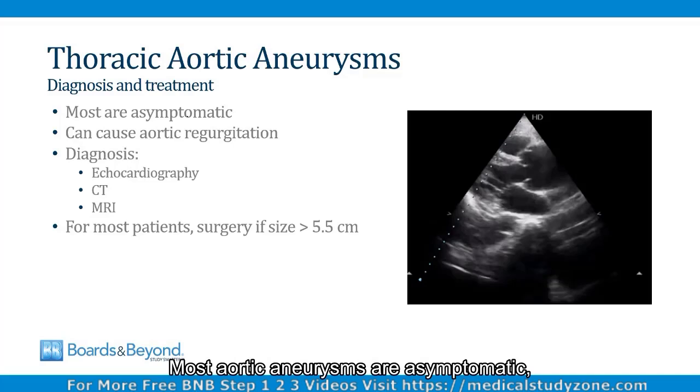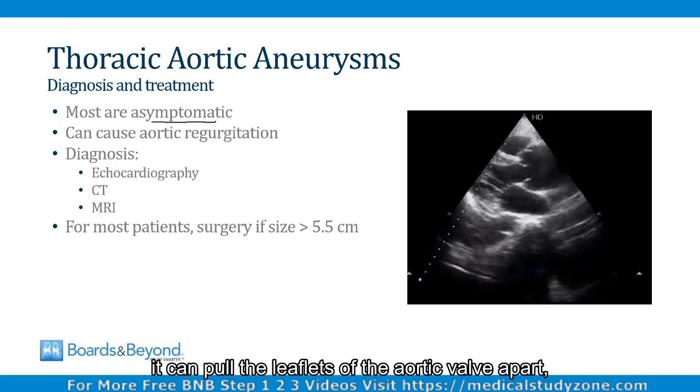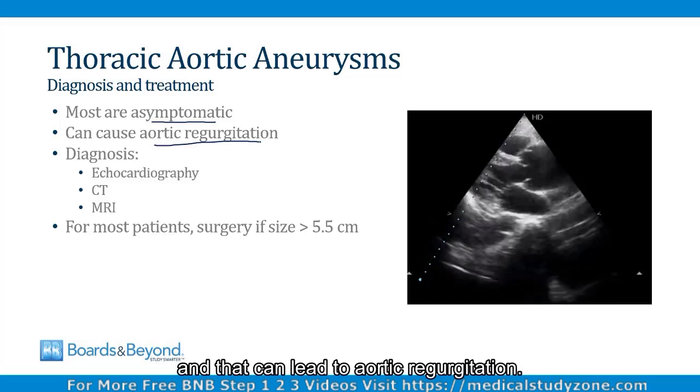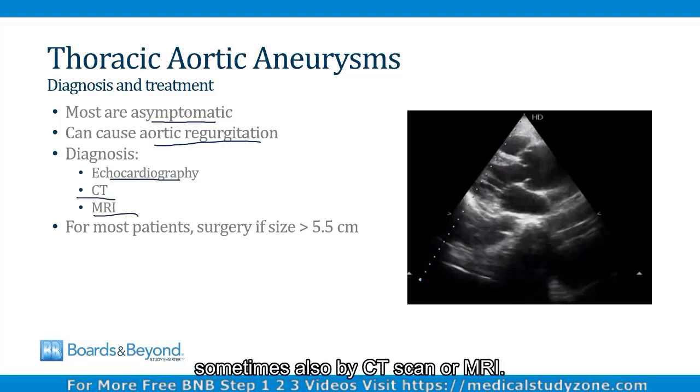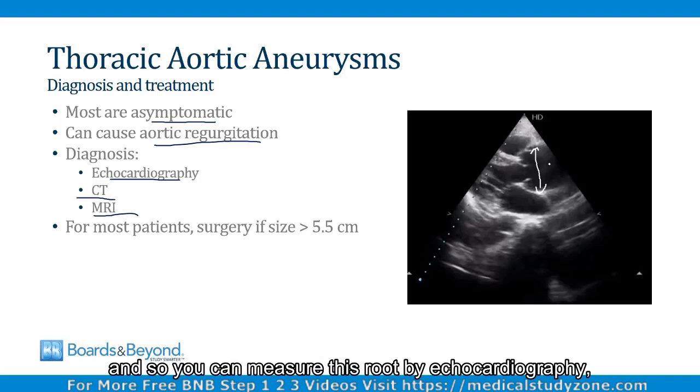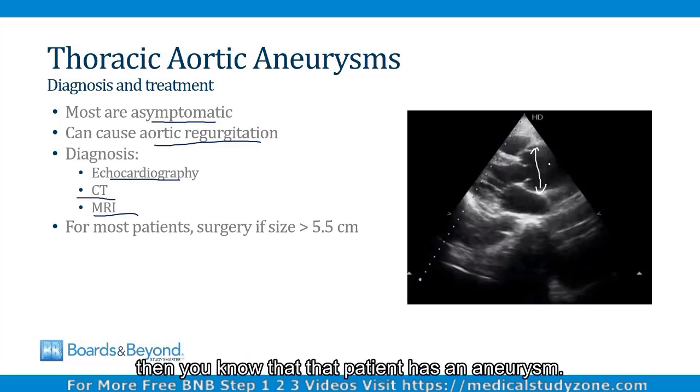Most aortic aneurysms are asymptomatic, but if the aneurysm involves the root and it's big enough, it can pull the leaflets of the aortic valve apart, and that can lead to aortic regurgitation. As I mentioned on the last slide, these are usually diagnosed by echocardiography, sometimes also by CT scan or MRI. If you look at this image on the screen, this is the root of the aorta here that I'm drawing with my pen, and so you can measure this root by echocardiography, and if it's above normal, then you know that that patient has an aneurysm.